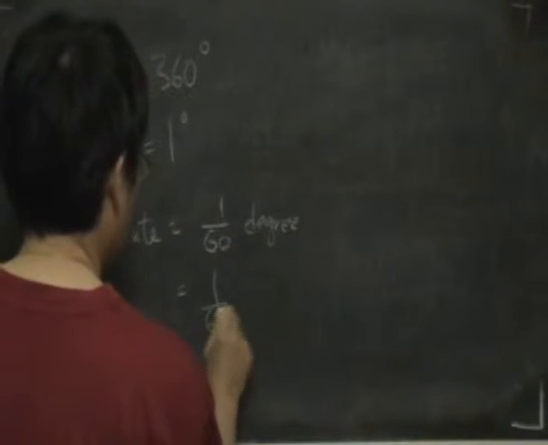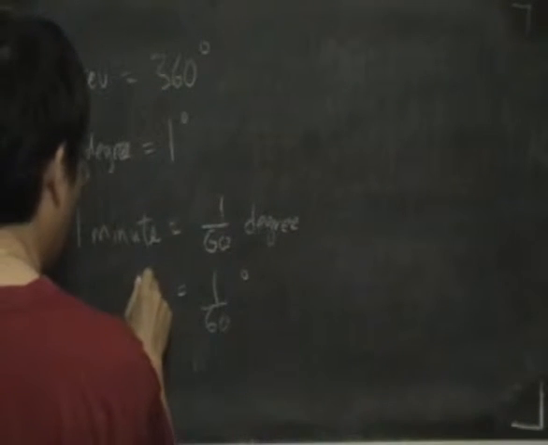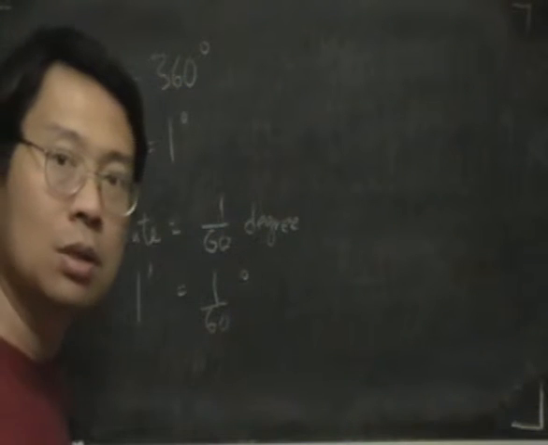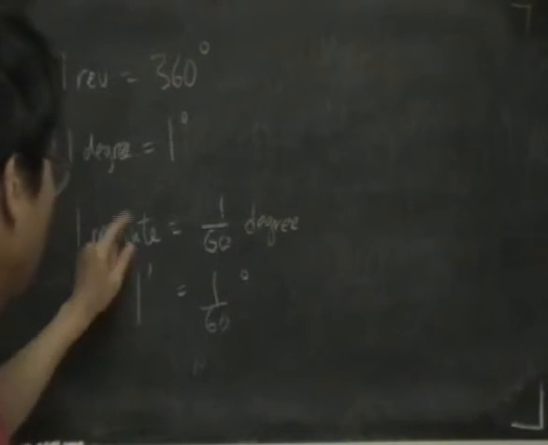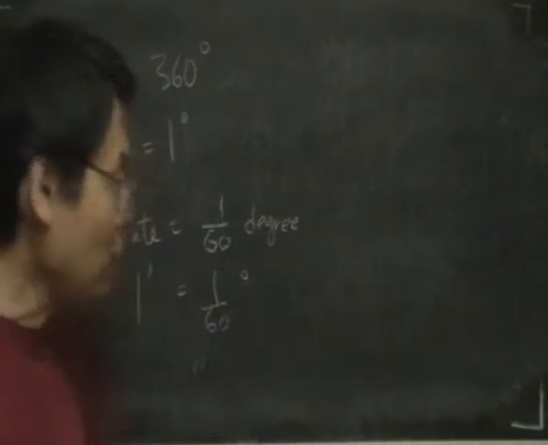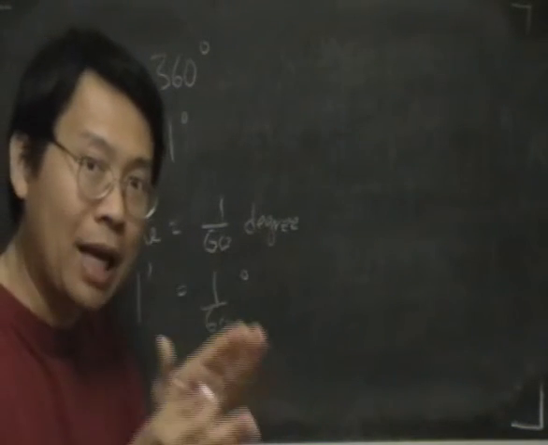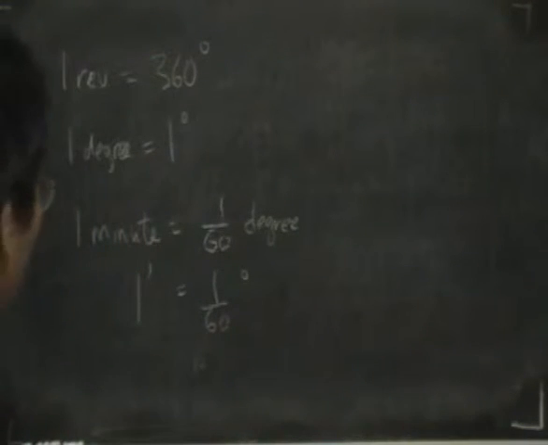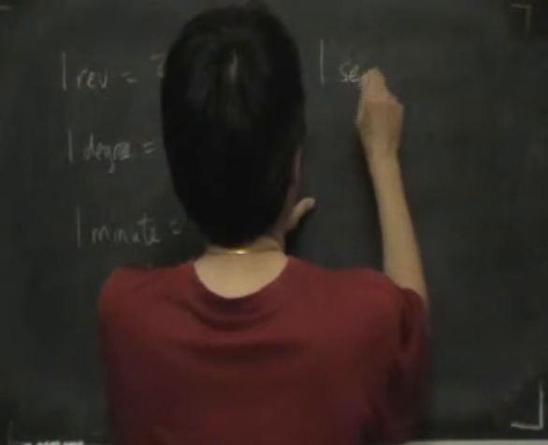That's 160 degrees. Now, the minute is represented by 1 with a little comma on top. So 1 with a little comma there is a minute. Now there is a unit which is even smaller than the minute. So this is for very accurate measurements or very small angles. Let me write that down. It is called 1 second.